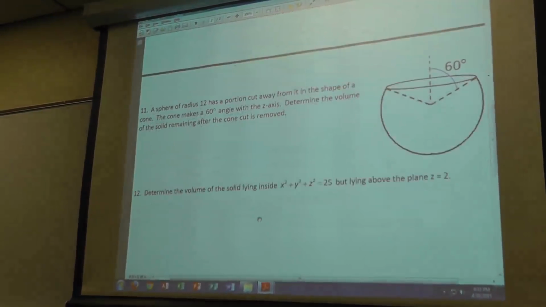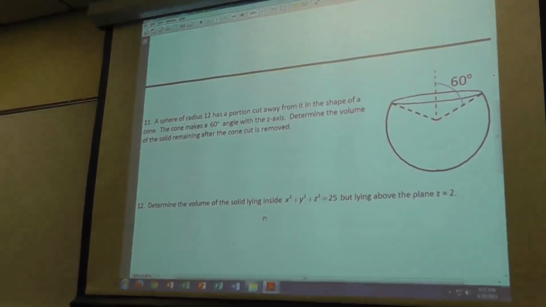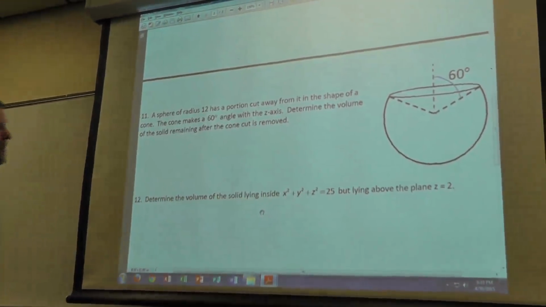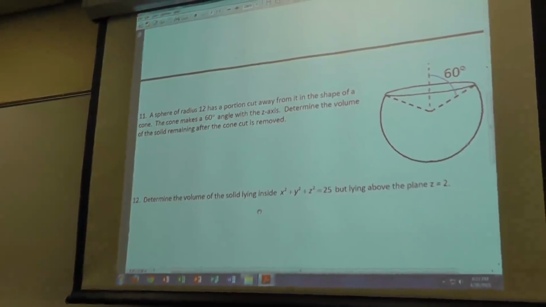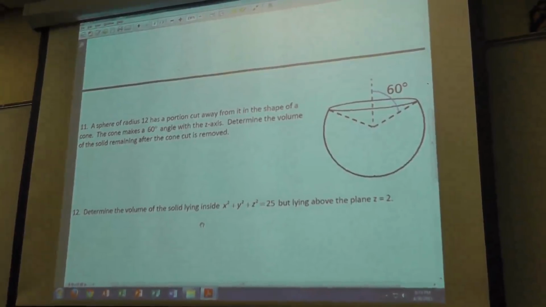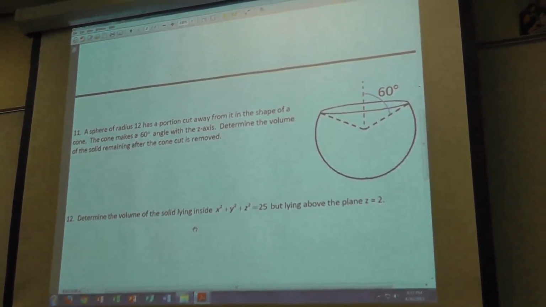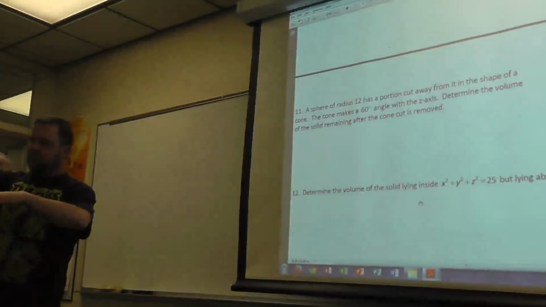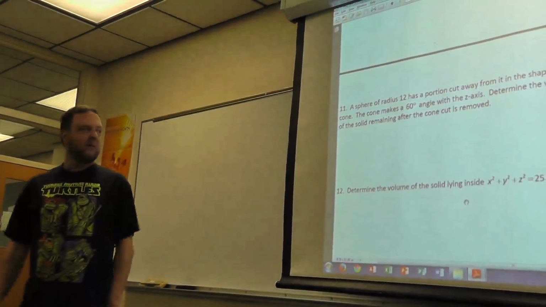Blow it up. Okay. What about this number 11? A sphere of radius 12 has a portion cut away from it in the shape of a cone. The cone makes a 60-degree angle with the z-axis. Determine the volume of the solid remaining after that cone has been cut out and removed. So the cone cuts all the way to the center of the sphere. It's bored out, removed, and you're looking for the volume of the remaining.